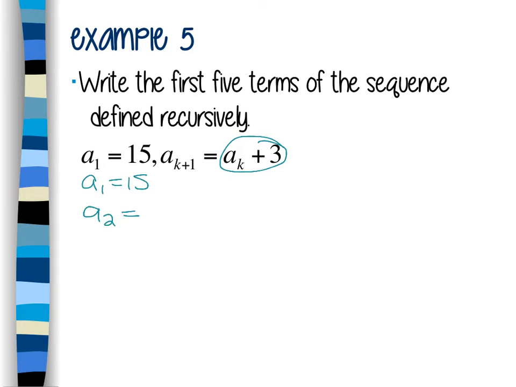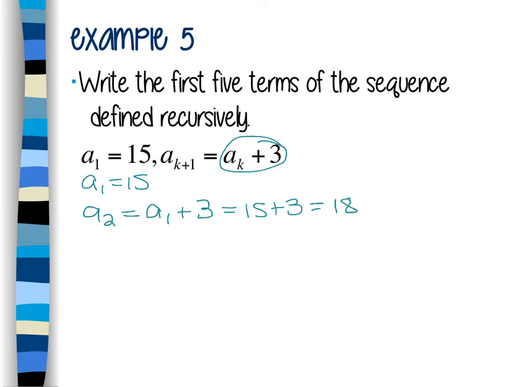So, a sub 1 is 15. So you have to find a sub 2. To find a sub 2, you have to look at the one before a sub 2, which is a sub 1. So if a sub 1 is 15, you're going to do 15 plus 3, which is 18, and that's a sub 2.